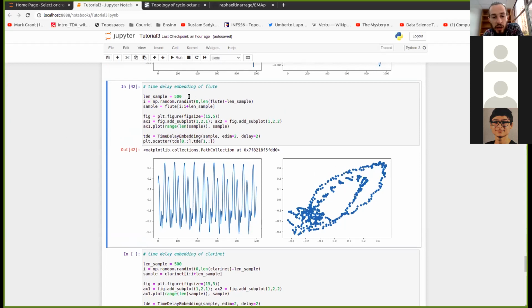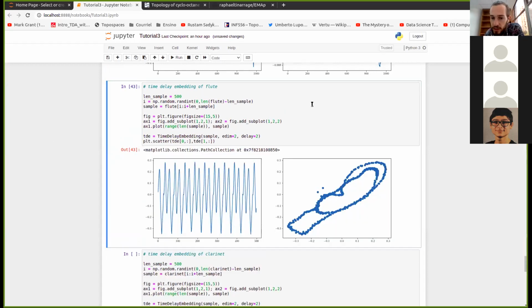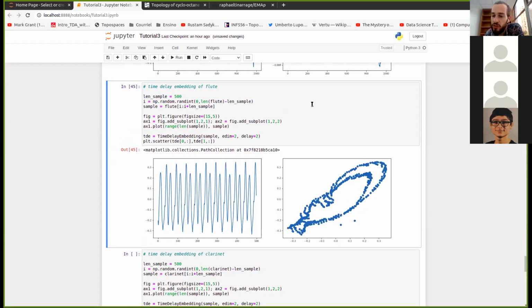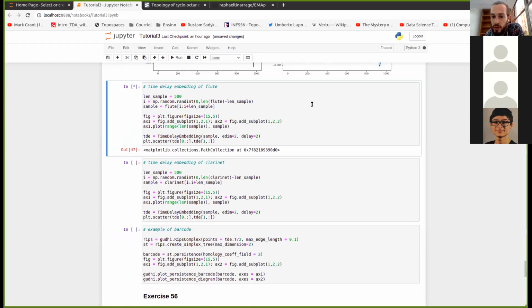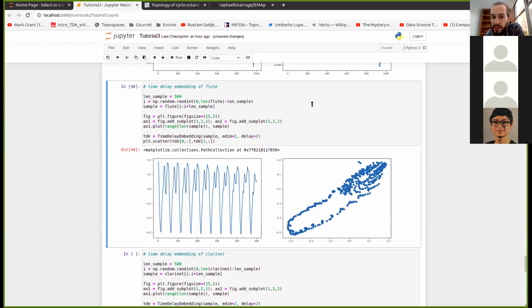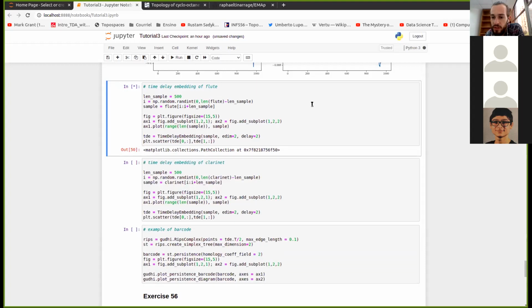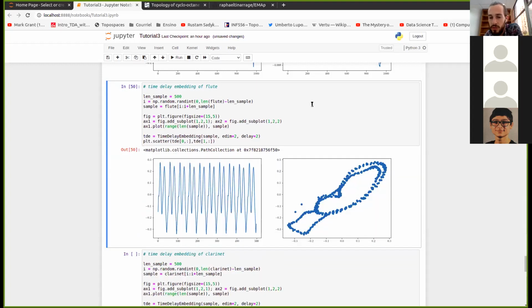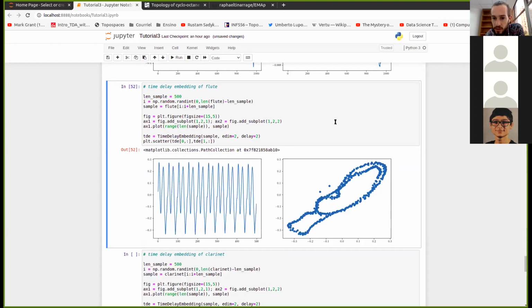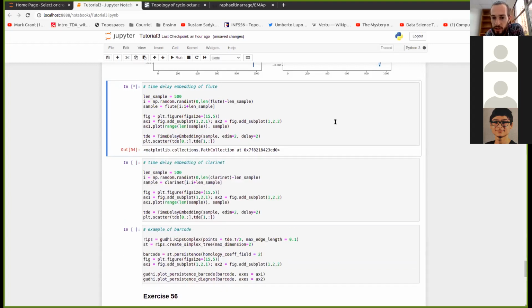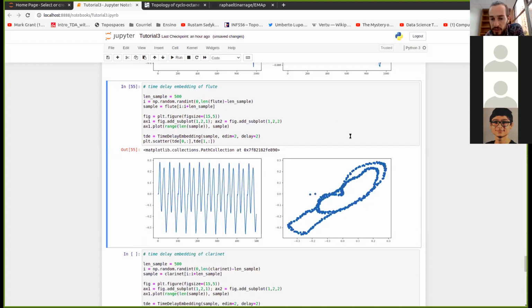So I took a random sample here. Of course, if you compute that again, you will obtain different figures, right? But what you can see is that there are some motifs, some shapes that seem to appear again and again. This thing here.